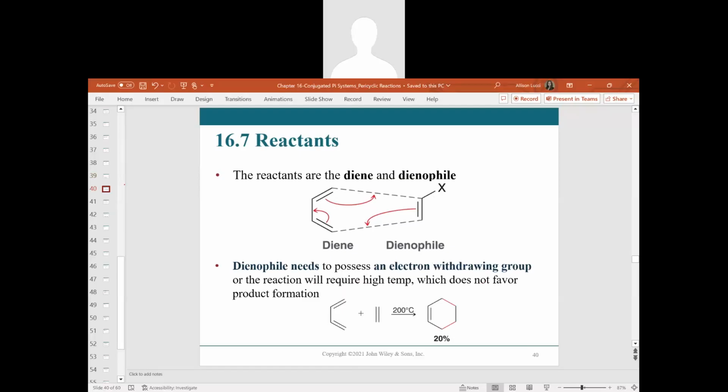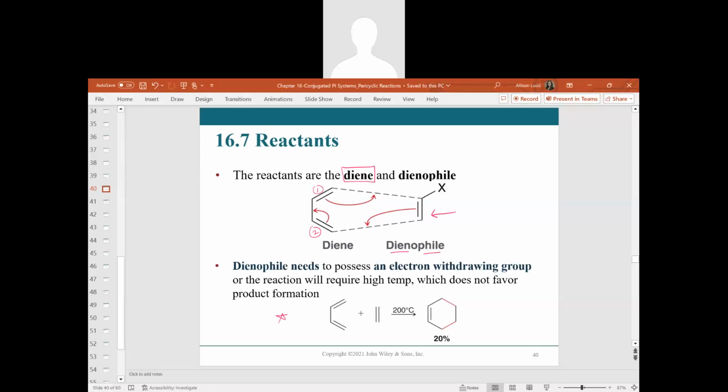So let's define the 2 reactants in our Diels-Alder reactions. We have our diene, which you can note, we have 2 double bonds here. So since we have these 2 pi bonds, that's our diene. And then our dienophile, as the name notes, likes a diene, so wants to react with a diene.